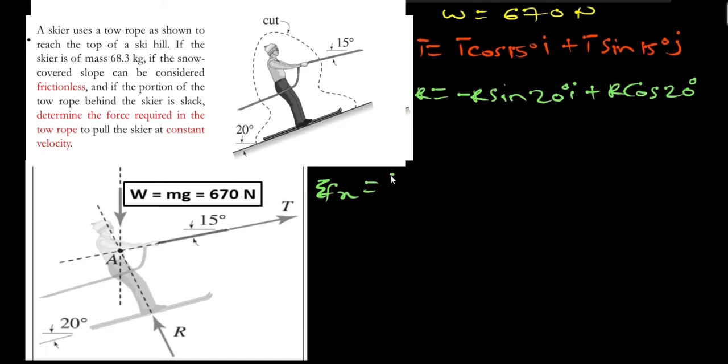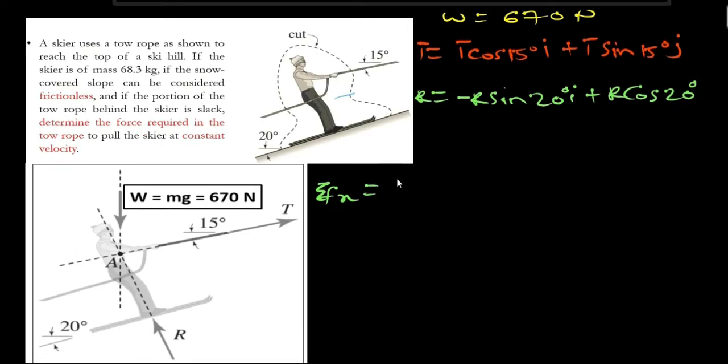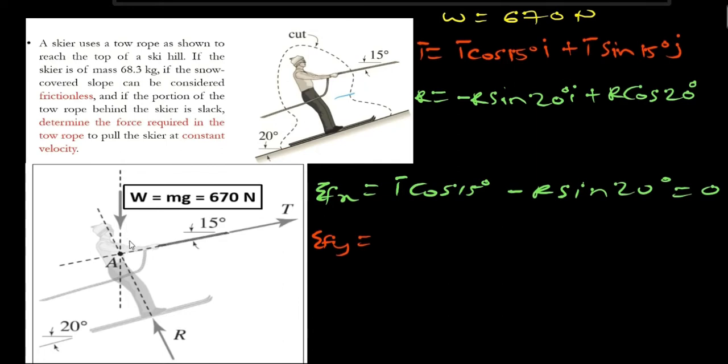So in the x component we have T cosine of 15 degrees, and then minus R sine of 20 degrees, and this will be equal to 0. We're going to do the same for the y component also. So that's the sum of the forces in the y-axis. We have the weight, which is acting in the negative y-axis direction, so it will be negative, minus 670 Newton, plus T sine of 15.